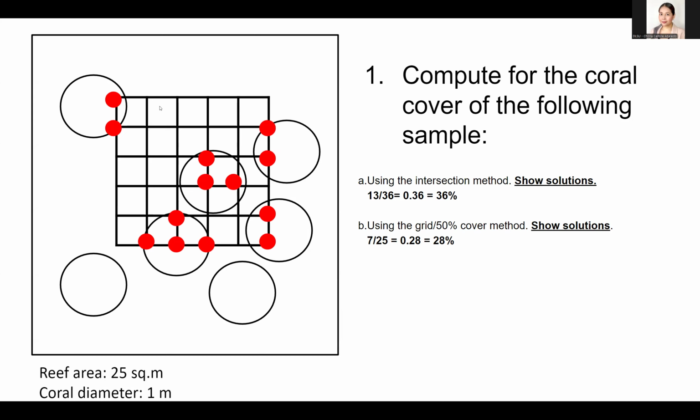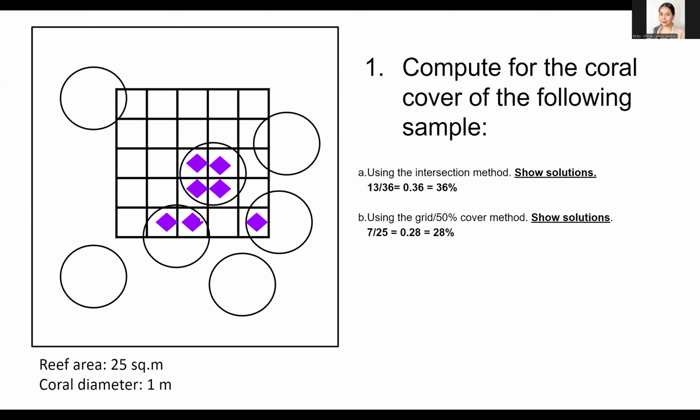And this one, bakit 36? Kasi merong 36 na total intersection points. So you have 1, 2, 3, 4, 5, 6, and 1, 2, 3, 4, 5, 6. 6 times 6, 36. So that's why 13 divided by 36, which will equate to 0.36, convert to percentage, we have 36%. Letter B asks you to use the grid method.